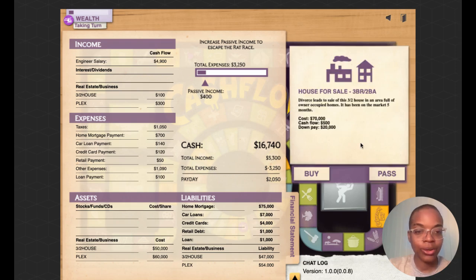Okay. Ooh, okay. House for sale, 3-bed, 2-bath. Divorce leads to a sale of this 3-bed, 2-bathroom house in an area full of owner-occupied homes. It's been on the market for 5 months. That's quite a bit of time to be on the market. $70,000 in cost, $500 in cash flow, and a down payment of $20,000.